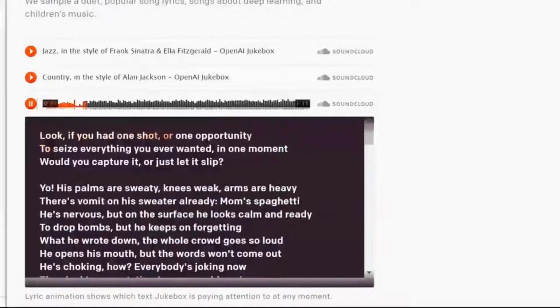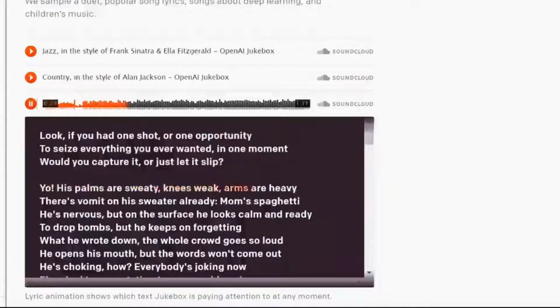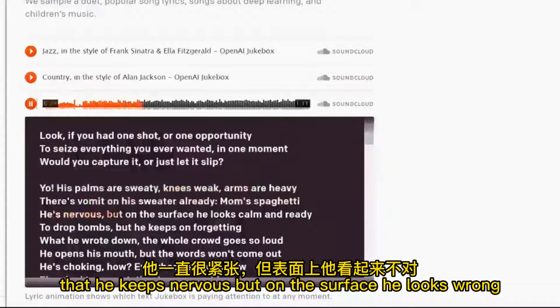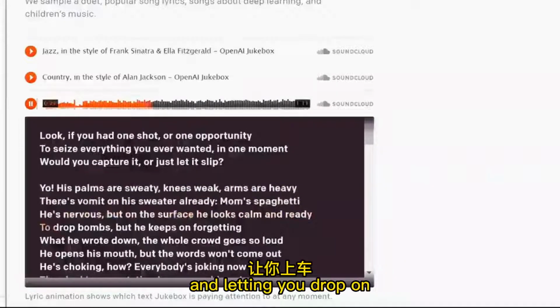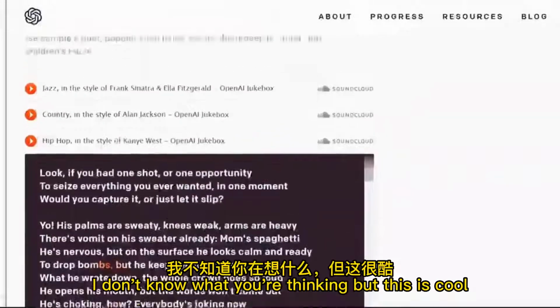Look, cause you had one shot or one opportunity to seize everything you ever wanted in one moment with this. Got sugar, but kids let it slip. Yo, his palms are sweaty, knees weak, arms are heavy. Yeah, he's nervous, but on the surface he looks calm and ready to drop on. I'm grooving. I don't know what you're thinking, but this is cool.